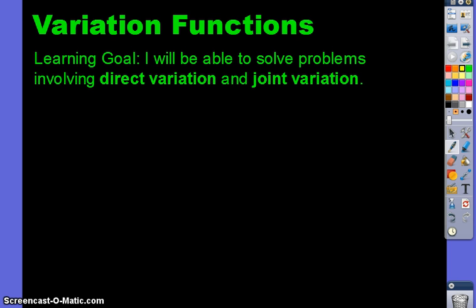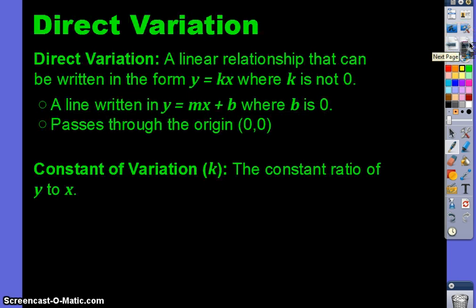This one will involve direct and joint variation. Direct variation, as you should know already, is a linear relationship that can be written in the form of y equals kx, where k is not 0. You might want to go ahead and pause the video right now to get these definitions jotted down.